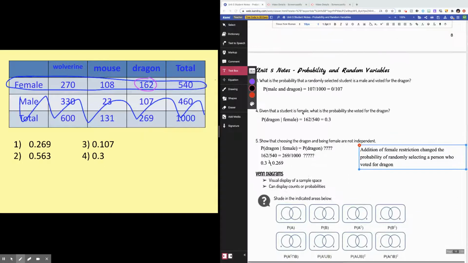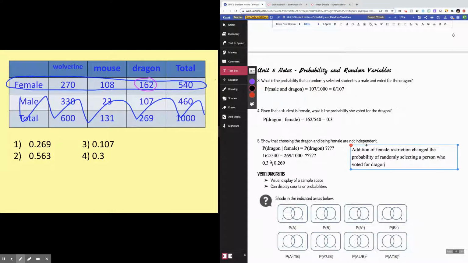So I can just compare those 2 and I end up with, no, they're not independent because you get 2 different numbers, okay? You could use the multiplication method here by figuring out what the and probability is for dragon and female, and then figuring out what the female probability is, and multiplying the dragon probability with the female probability and see if it equals the intersection, the and probability, right? But like I said, because you already calculated a lot of these for the conditional and the definition method, it's a little easier, okay? So what we see is that the addition of the female restriction changed the probability of randomly selecting a person who voted for dragon as the school mascot.